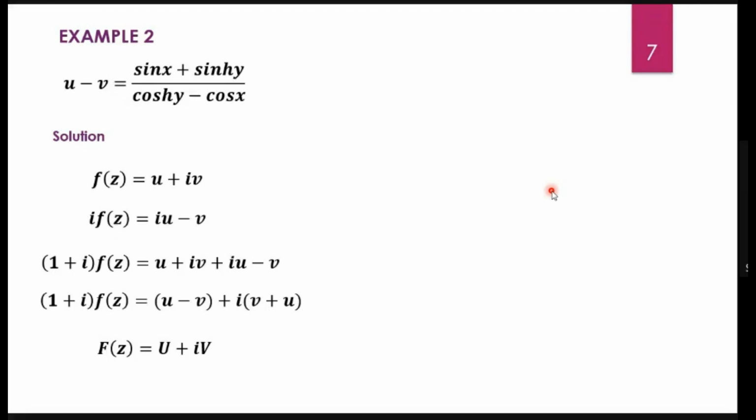Okay, so what is given here? Again we are given u minus v, which means we have taken u minus v as capital U. Capital U is given as the problem. Since we have taken u minus v as capital U, capital U is equal to sin x plus sin hy upon cos hy minus cos x.